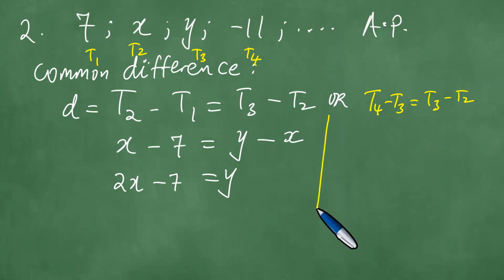What is T4? T4 is minus 11. T3 is y. T2 is x. Because we need another equation, as we have two unknowns here, x and y, we can't solve these and get any answer. So we need another equation to solve them simultaneously. So at this point, what do we have? We can manipulate these equations and do what we want.